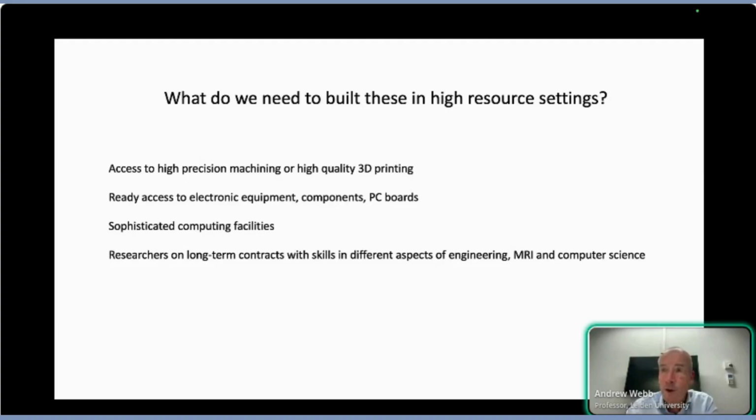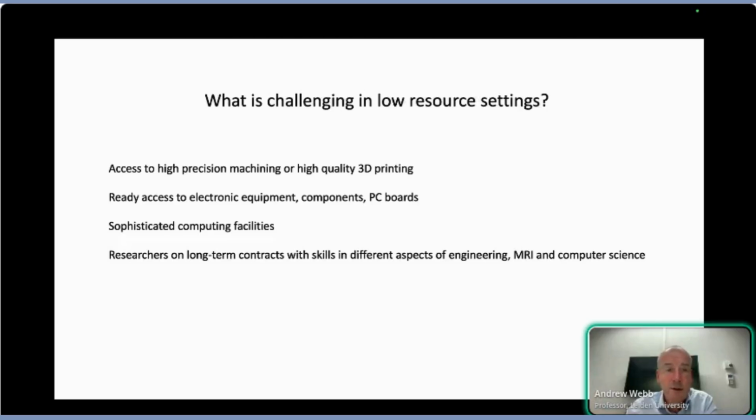Now, if we ask the question, what is really difficult to have in lower resource settings, then you end up with exactly the same list. This is a challenge in many low and middle income countries, but this is exactly what is needed currently with our current design in order to get high quality images.